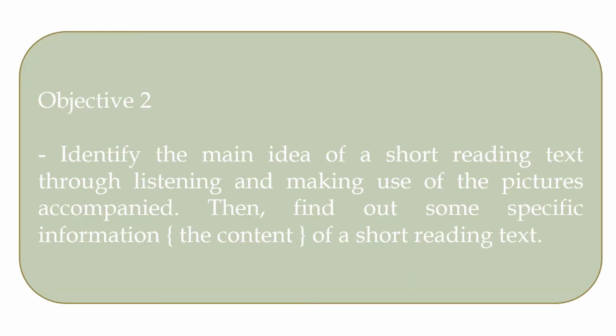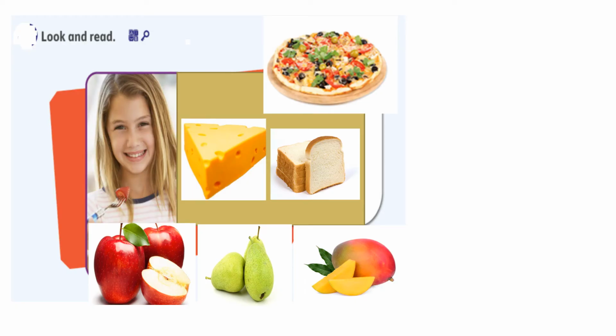Now we come to objective number two, which is to identify the main idea of a short reading text through listening and making use of the pictures accompanied. Then we are going to read the text once again to find out some specific information or the content of a short reading text. I want you to look at the pictures in front of you and try to answer the following simple questions.